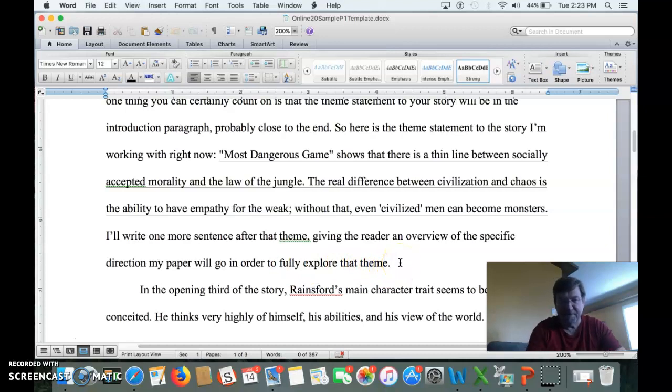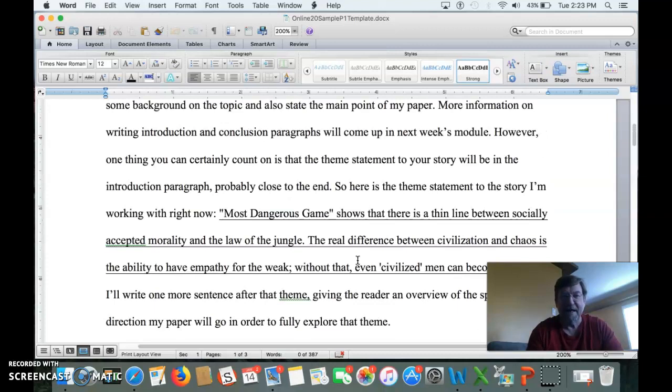Now you're going to get examples of each one of these paragraphs that actually are fully written. I'm just sort of previewing it here. The kind of sentence I would write here after my theme would be something like, to understand that theme, a reader should examine Rainsford's character psychology, the internal-external conflicts of the protagonist, and the author's use of irony. And that's my thesis, along with the theme statement.